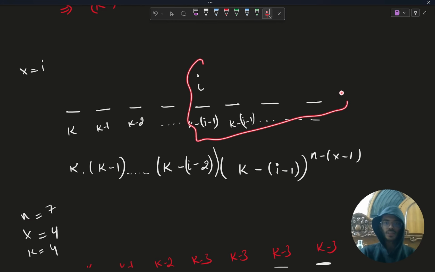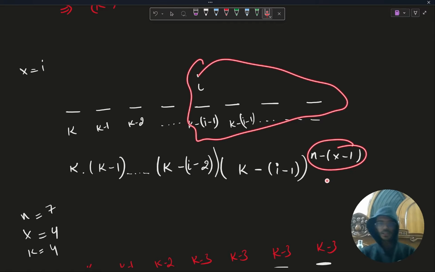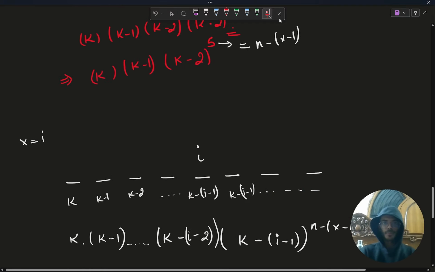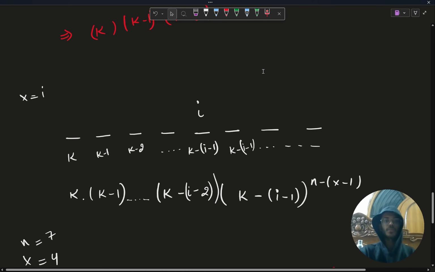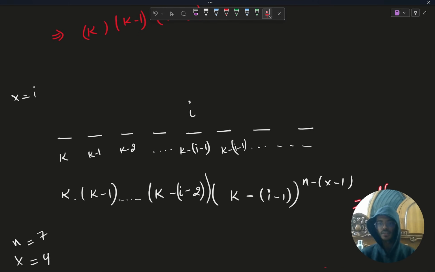So what is the count of these elements? This is n minus x minus 1, as we discussed here. And what was the element up till here? i minus 2. Right, this thing. So k into k minus 1 into this. And this is pretty much the whole formula for d of x. So we have found the formula to calculate d of x.